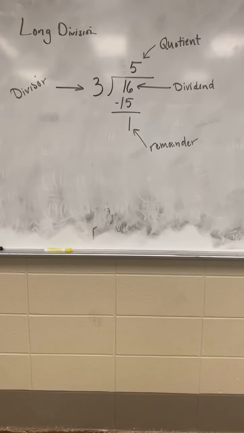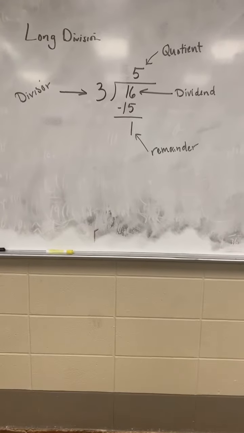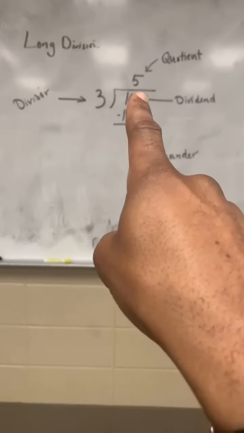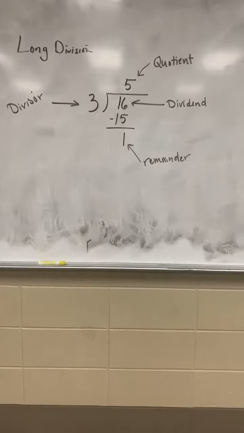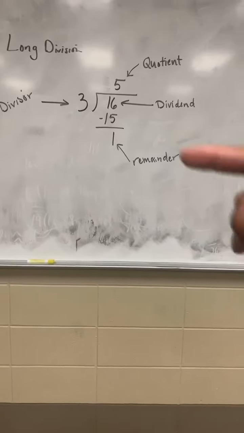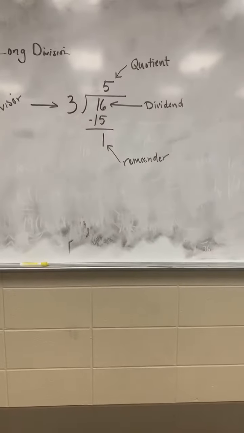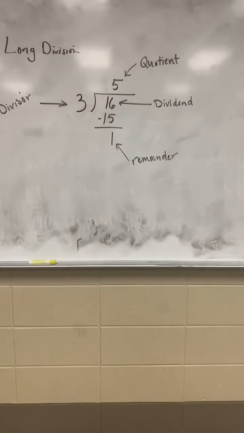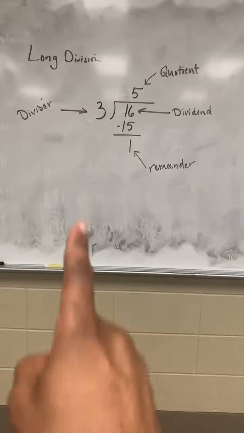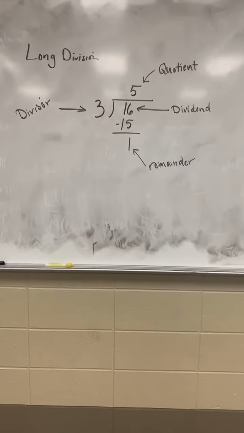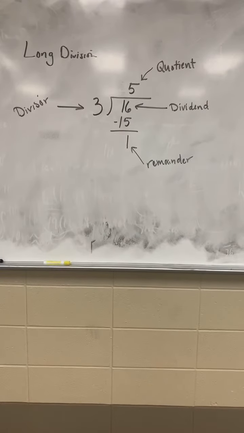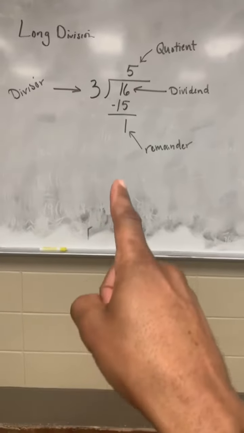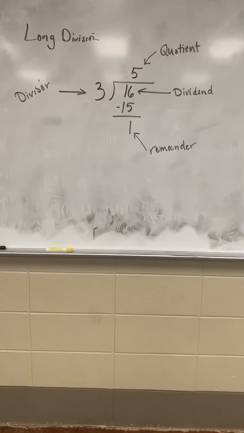All right, so I'm gonna point out the parts and then I'm gonna do an explanation. Right here is the quotient. Anytime you get your final answer from division, that number represents your quotient. The number that's being divided, that's 16, that's what we call the dividend. The number that goes into the dividend is called the divisor. And if there's anything left over, we call that a remainder.